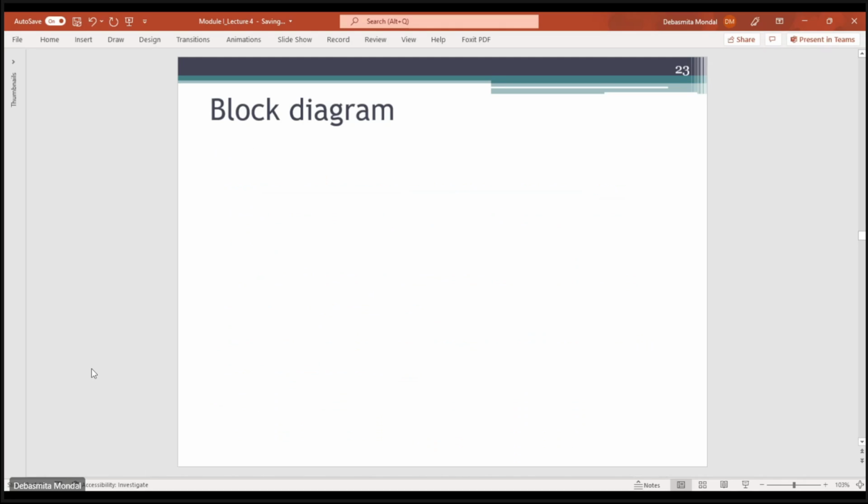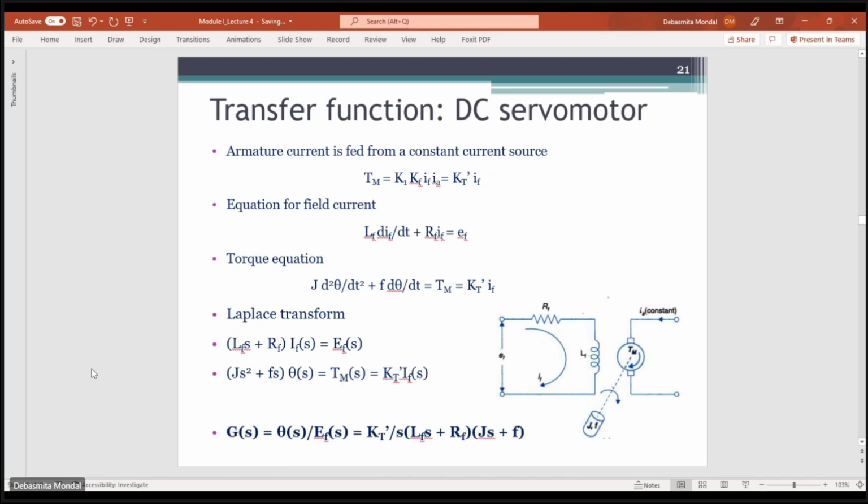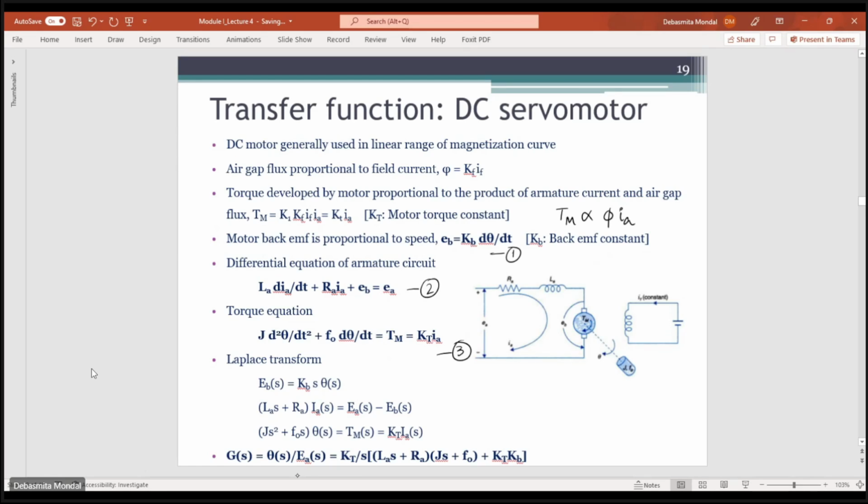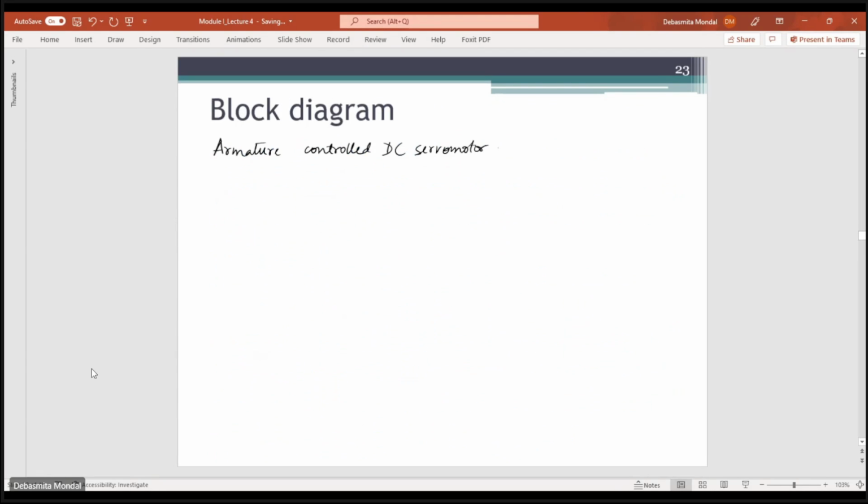Now, in the previous case, just now we saw the armature controlled DC servo motor. We saw that there were three main differential equations, right? So let me write those equations over here. One was E_B(s) equals K_B s theta(s).